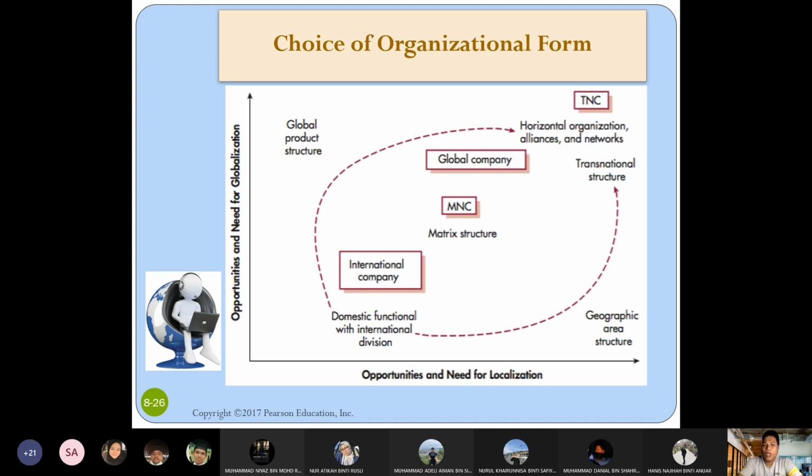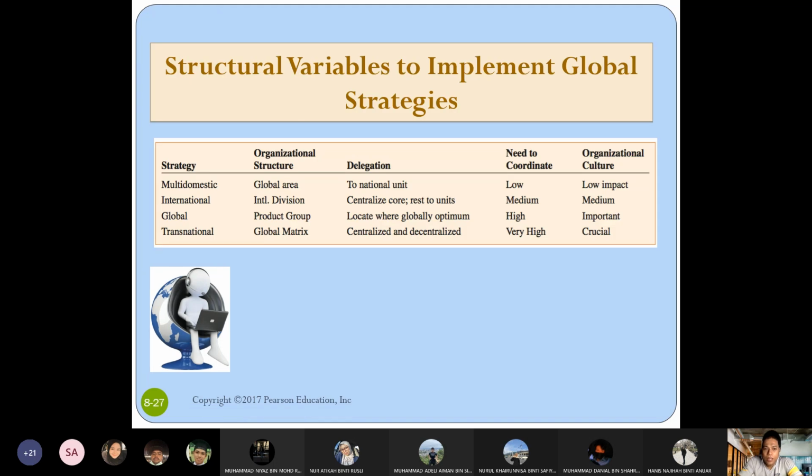If you choose the global product structure, of course you focus on the need for globalization. If you choose the area structure, of course you need the opportunities and need for localization. So that's the difference. If you are half for globalization and half for localization, you may prefer the matrix structure. All right. So these are the structural variables to implement global strategies.